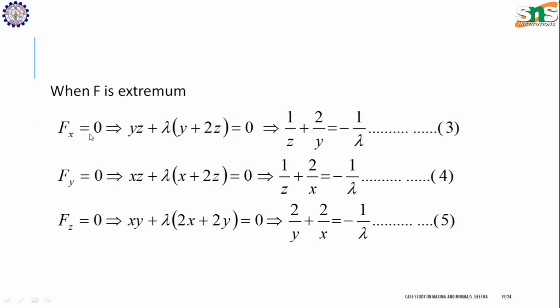Fx equal to 0 means this equation will become 1/z + 2/y equal to minus 1/lambda. Fy equal to 0 means this equation will become 1/z + 2/x, which is equal to minus 1/lambda. Fz equal to 0 means this equation implies 2/y + 2/x equal to minus 1/lambda. Keep these as equations 3, 4 and 5.